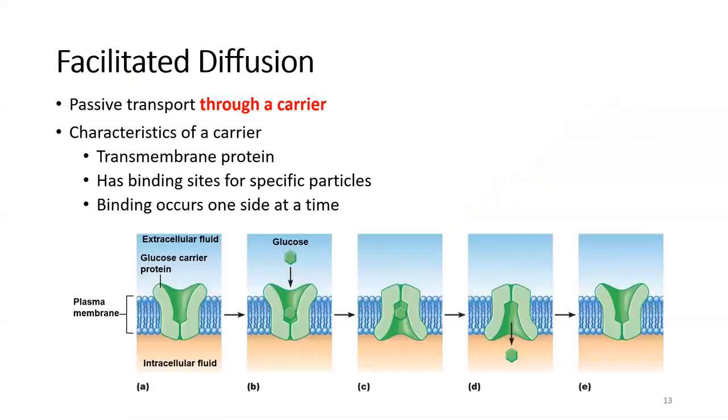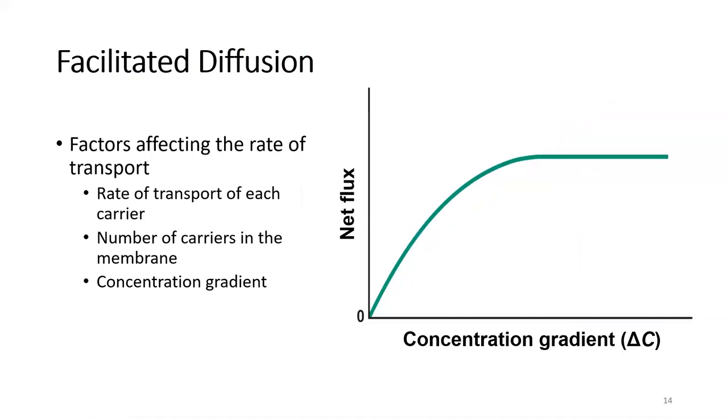Because we have a limited resource here in the facilitated diffusion, we don't see that completely, indefinitely linear relationship. When we max out the number of carriers, the concentration gradient can still increase, but the net flux is going to remain the same.